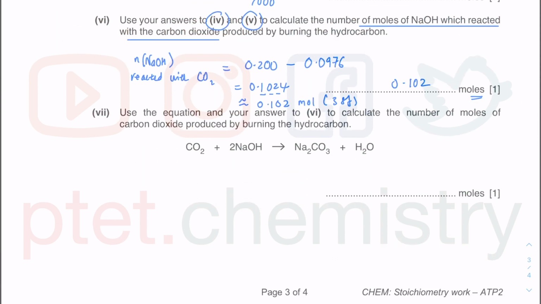Finally, actually not the final bit yet, use the equation and your answer to 6. Calculate the moles of carbon dioxide produced.